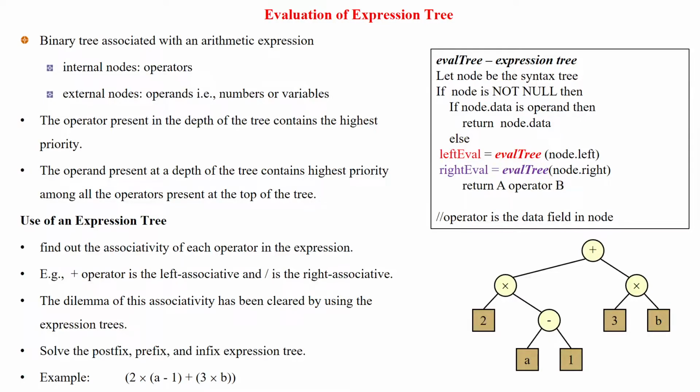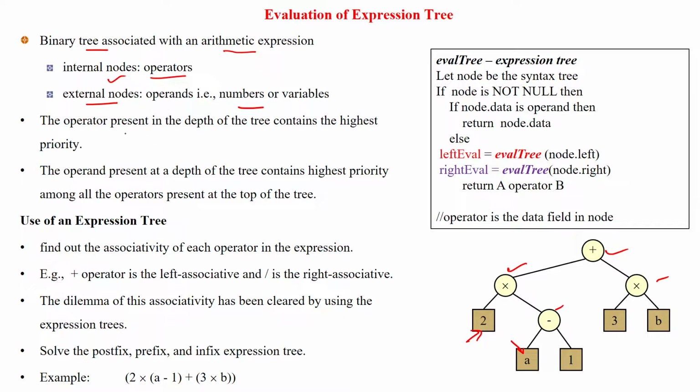Hi, welcome to the evaluation of expression tree. The binary tree is associated with any kind of arithmetic expression. So here the tree is representing operators in internal nodes. So operators are represented in the internal nodes of the tree, and leaf nodes or external nodes always will be either operands or numbers. Operands in the sense numbers or variables.